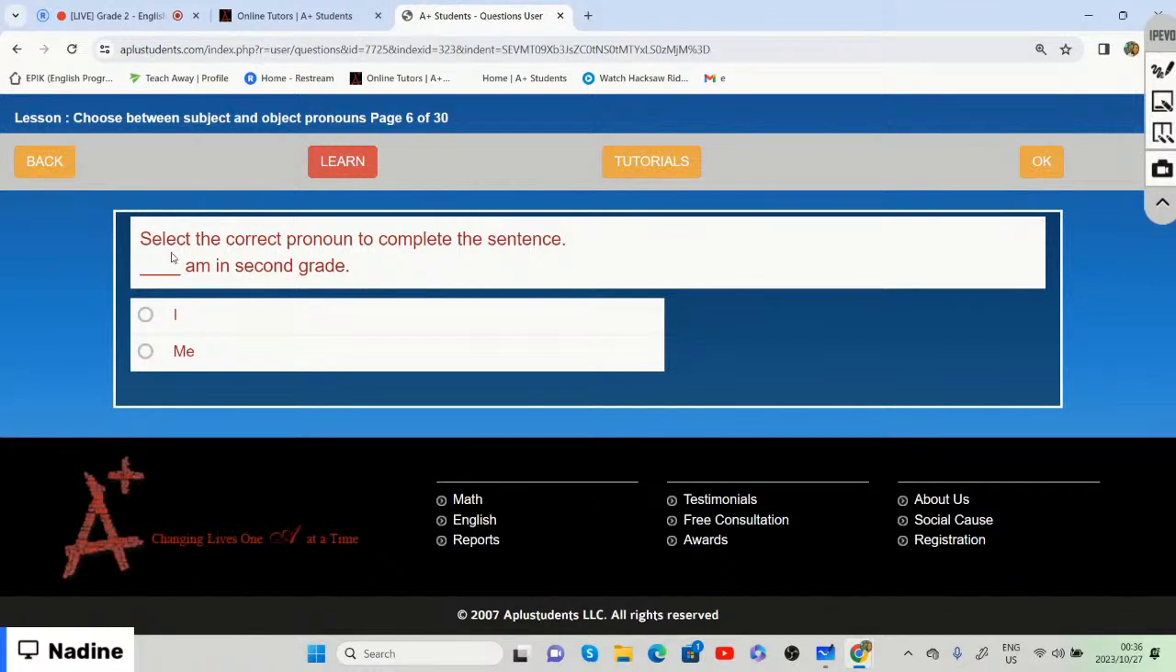We are going to select the correct pronoun to complete the sentence. Am in second grade. So, I am in second grade.